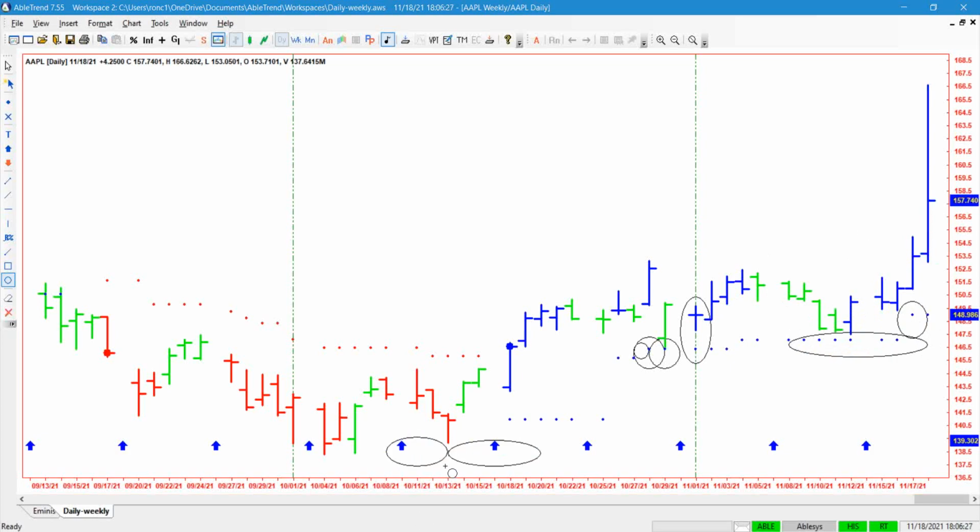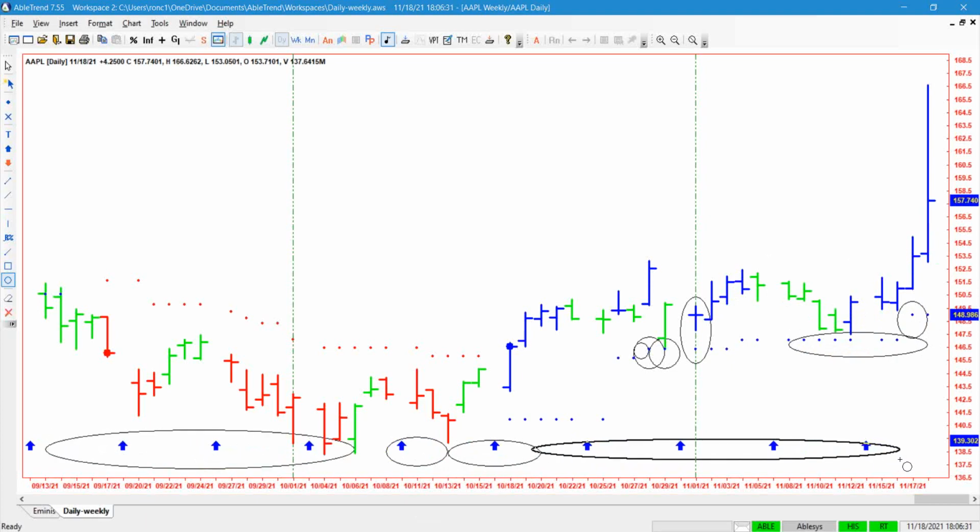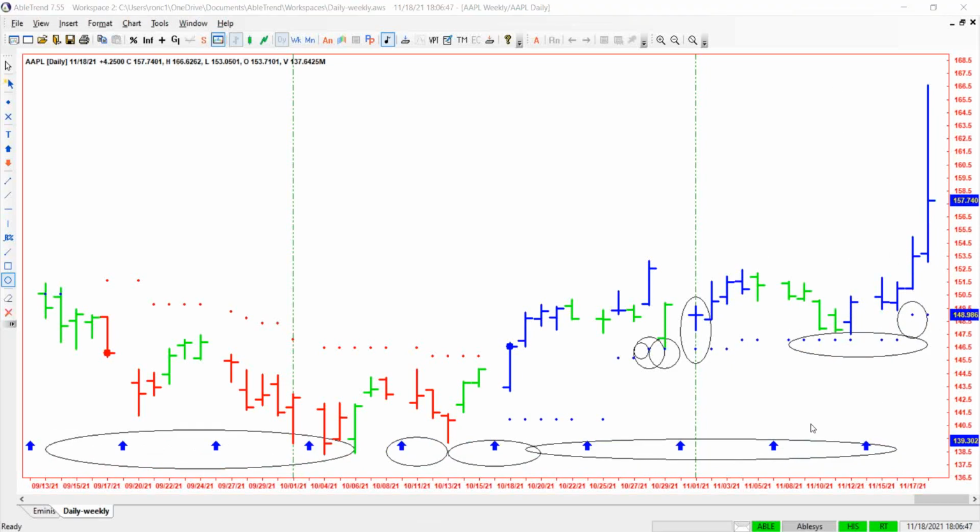Most importantly, you've got the weekly buy signals, and this has been going on for months and months, in fact years. You've had the blue arrow up, and that comes in once a week because it's a weekly buy or sell signal. Once it's blue, obviously it's a buy signal. Everything in blue in AbleTrend is a buy. Everything in red means sell. So we keep it simple. That's what works today.